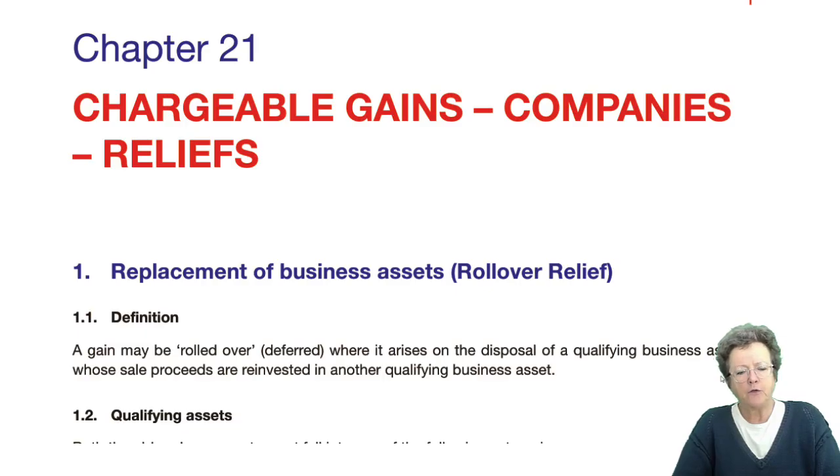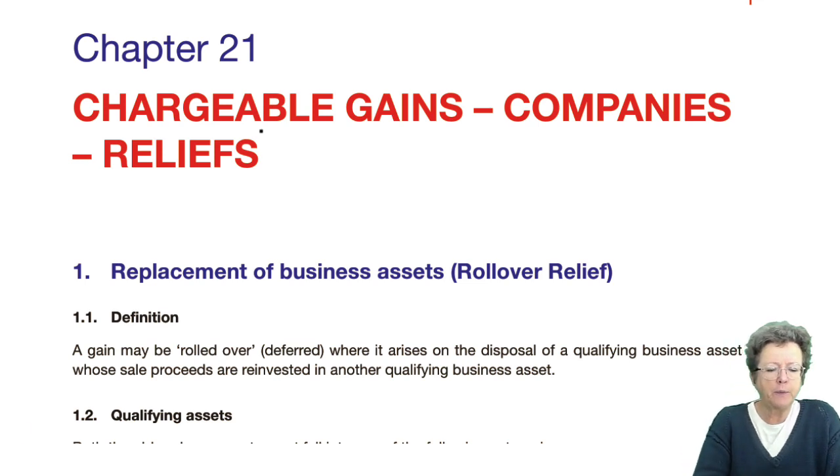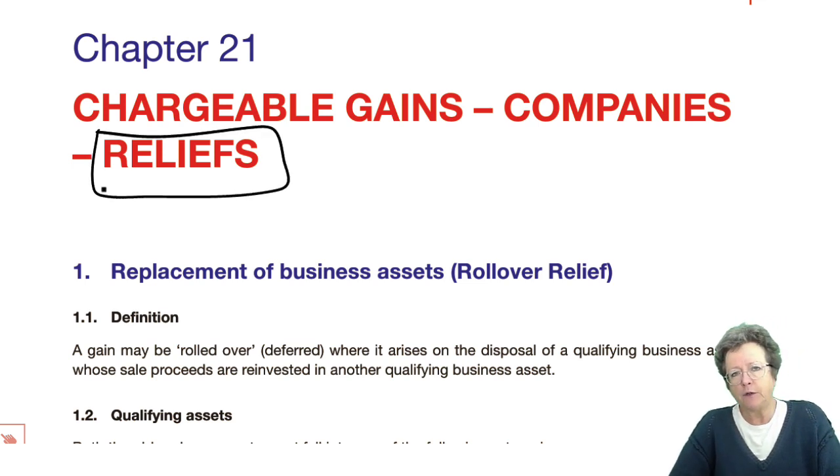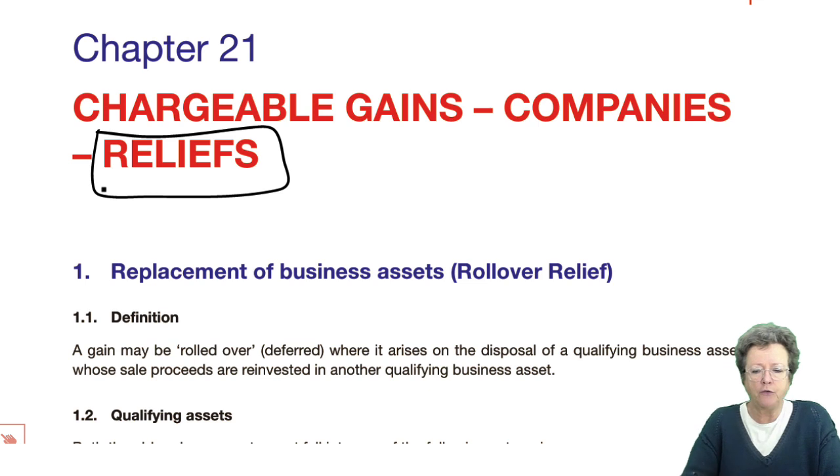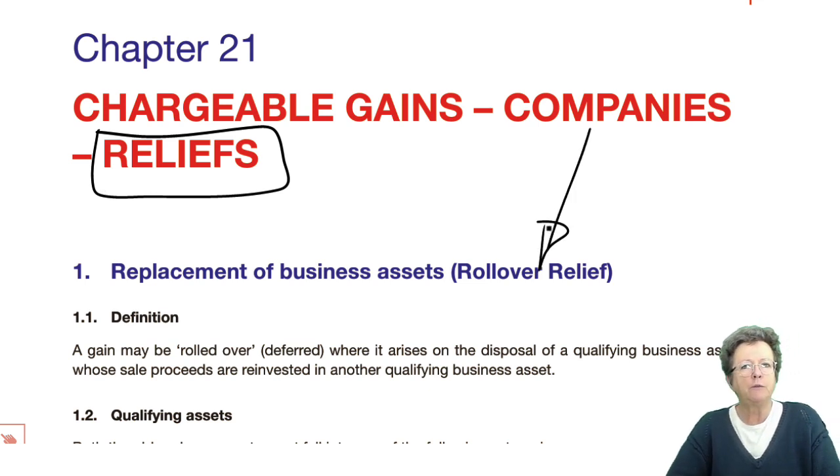This chapter deals with chargeable gains for companies and deals with the major topic of reliefs. Now, we have already dealt with reliefs in the capital gains tax chapters, and I would hope that you have watched the relief chapter particularly before you do this chapter, because the information is dealt with in great detail in the relief chapter for individuals for capital gains tax. And the only relief that is pertinent to limited companies is rollover relief.